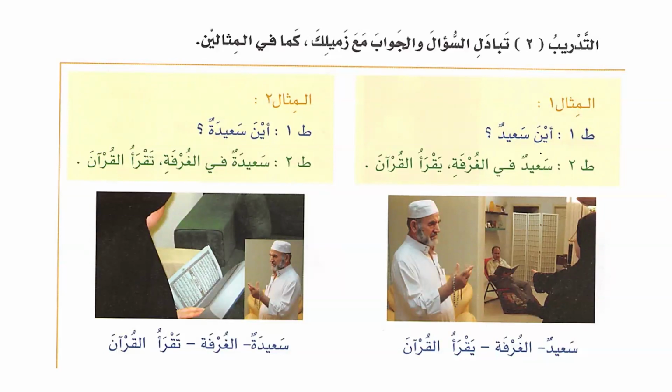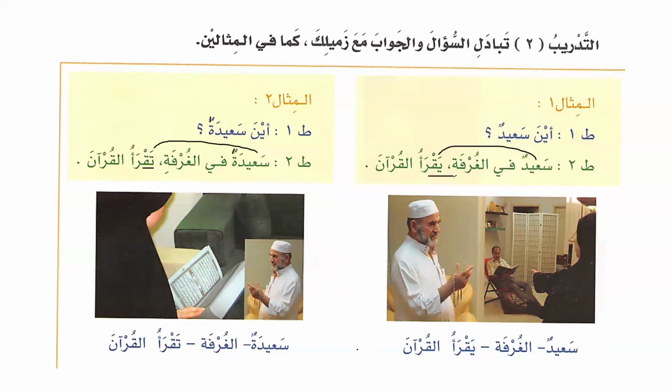أين سعيد? سعيد في الغرفة يقرأ القرآن. So here the present tense again. When you talk about Sa'id, you will say يقرأ القرآن. He is reading the Quran. And when you say أين سعيدة? Where is سعيدة? So you say سعيدة في الغرفة تقرأ القرآن. Very important. So when you talk about سعيدة, you will say تقرأ القرآن. When you talk about سعيد, you will say يقرأ القرآن.